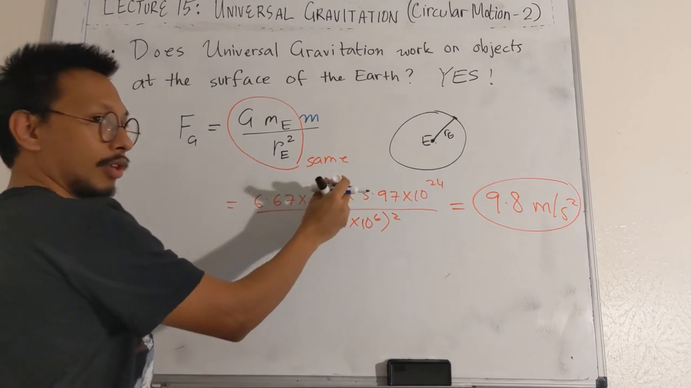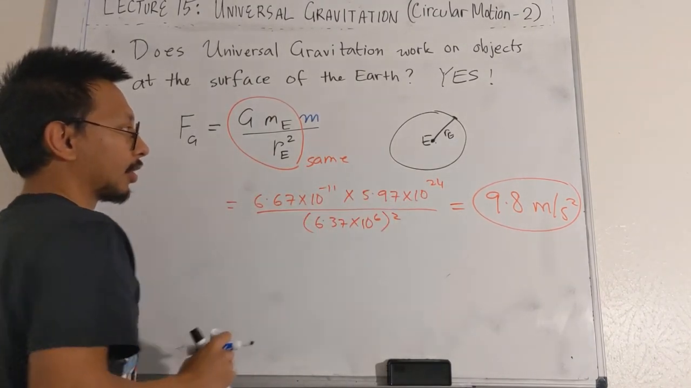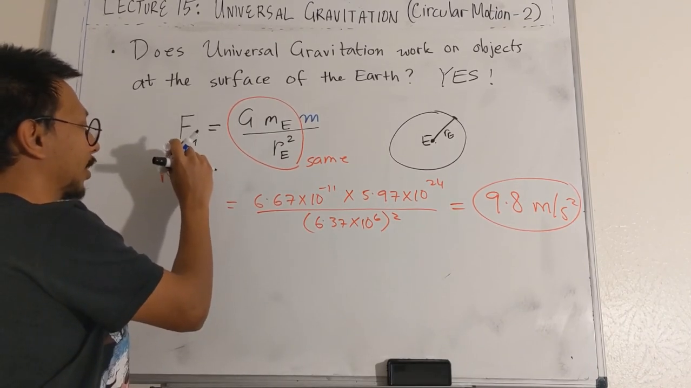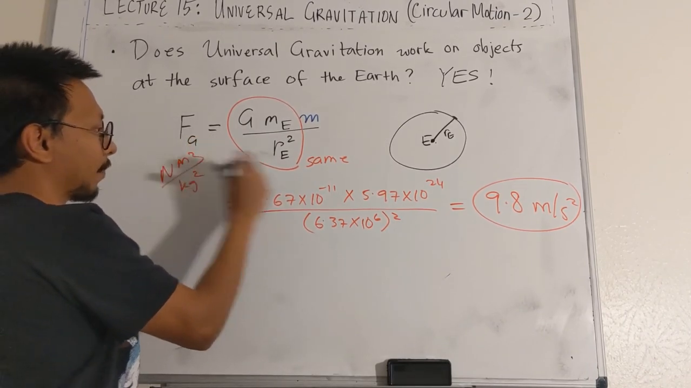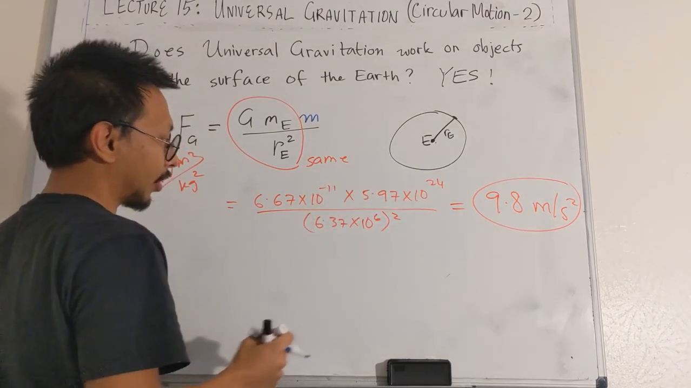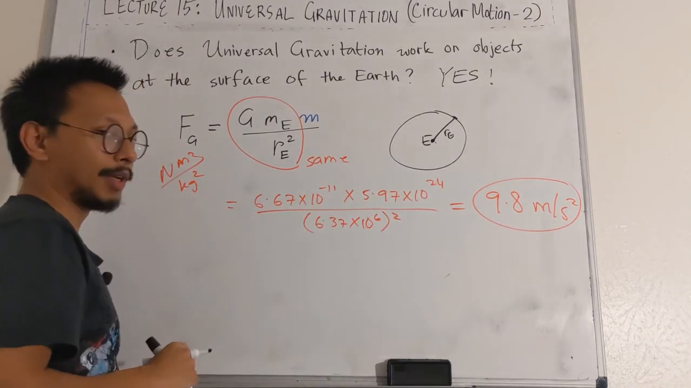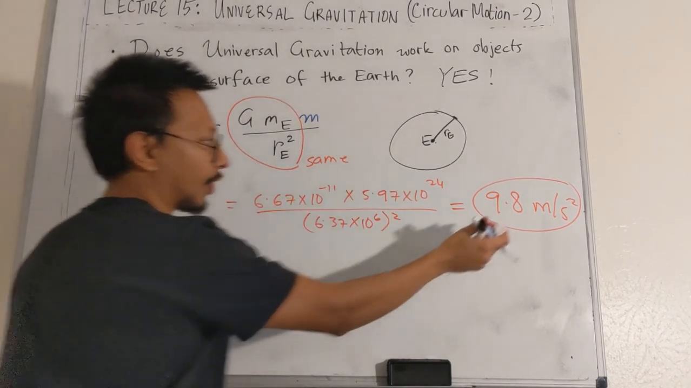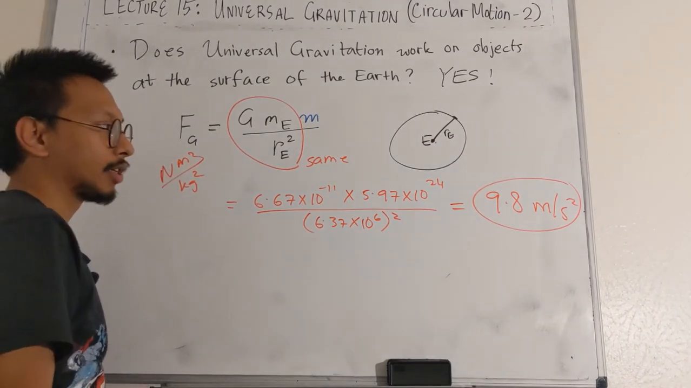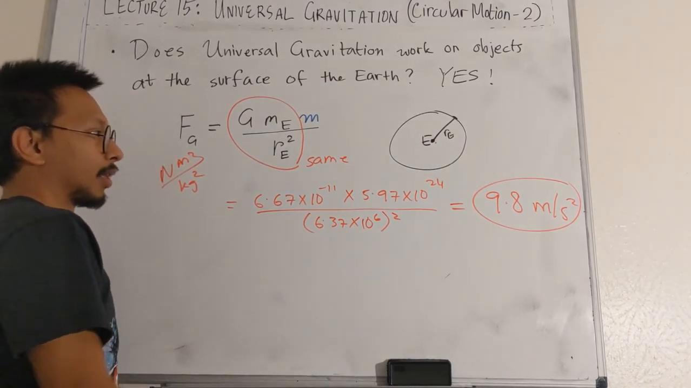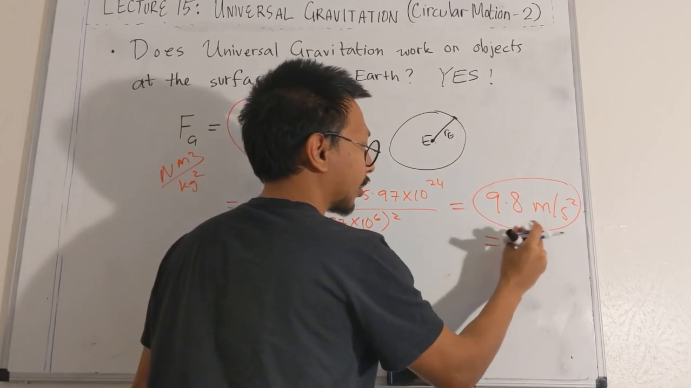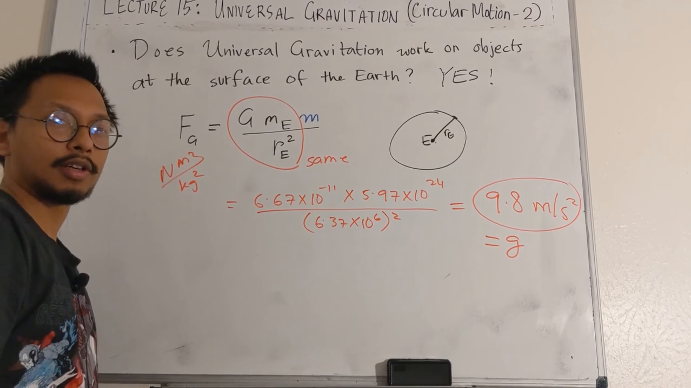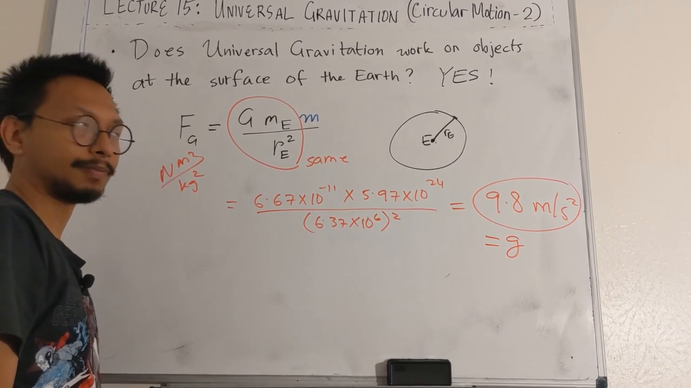So if you put in the units of all these different numbers, this has units of Newton meter squared over kilogram squared, and this has units of kilograms. This will have units of meters times meters, meter squared. If you work out the units and the numbers, you would find that you end up with 9.8 meters per second squared. This is nothing but g that we have been using to find weight for objects near the surface of the Earth.